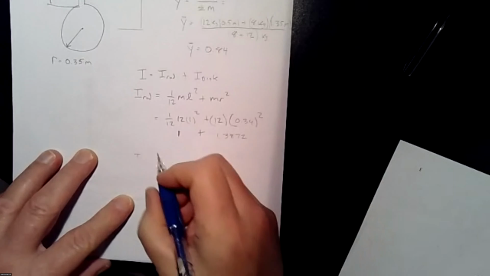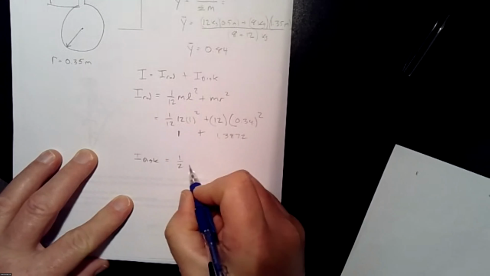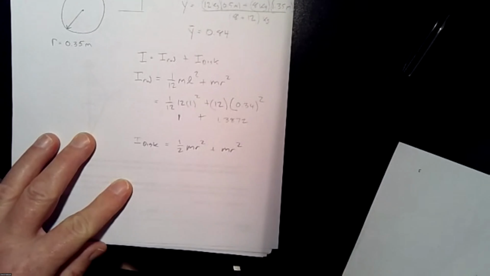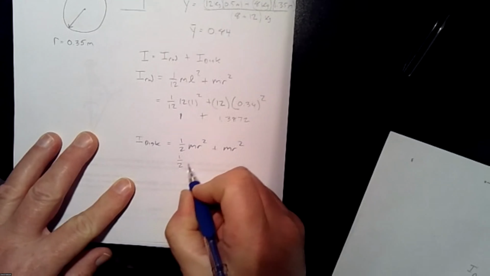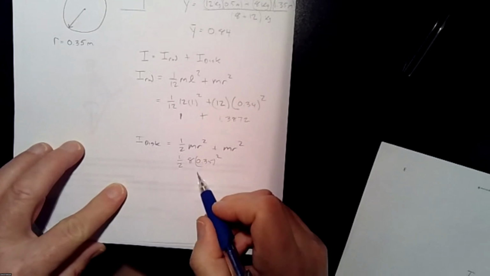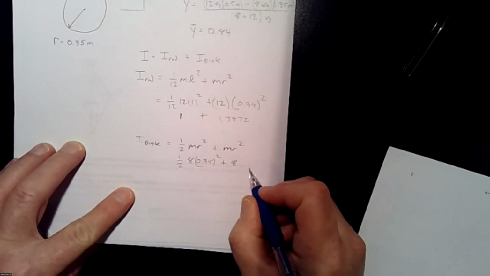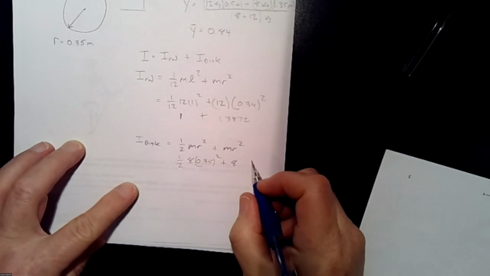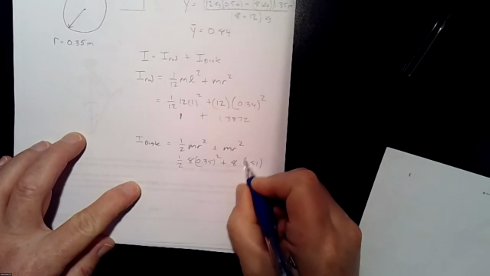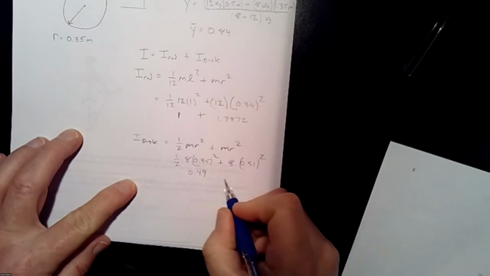And then we have I disk, which is 1/2 mr squared plus mr squared. And so for that, we have 1/2, 8, and then the radius, 0.35 squared. So that's the mass moment of inertia of just the disk. And then its mass, which is 8, times distance squared, where the distance from 1.35 to 0.84 is 0.51. So we square that, and we get this to be about 0.49, and this to be about 2.808.